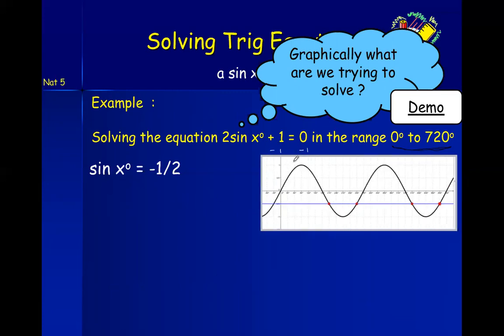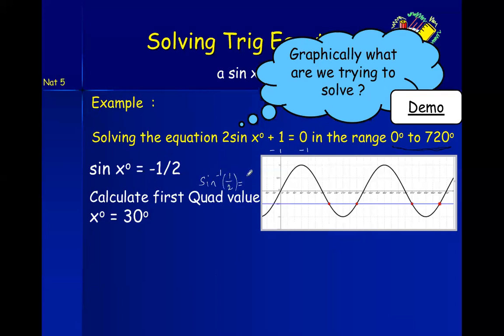So if you were to look at the graph from 0 to 720, we've got 1, 2, 3, 4 answers to find. But we need to find the positive answers first. And then we're going to add it to 180, take away from 360, and then move them across by adding the period to them. So x equals 30 is my first. So if you do inverse sine of a half, I would get 30. And I'm going to call this alpha.